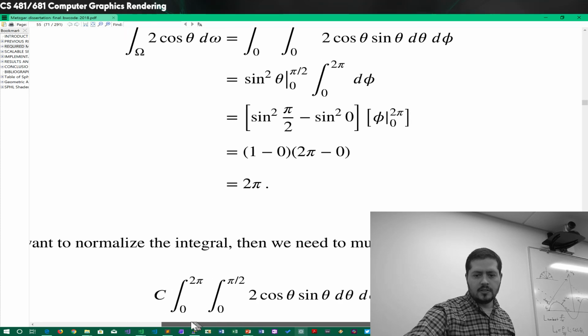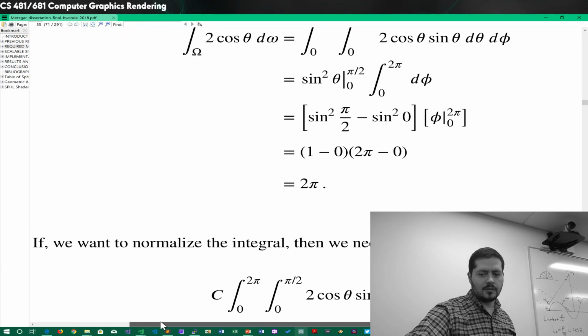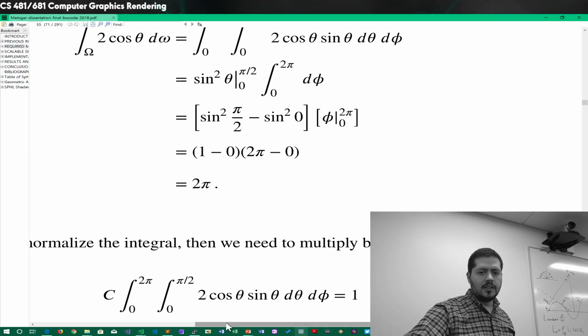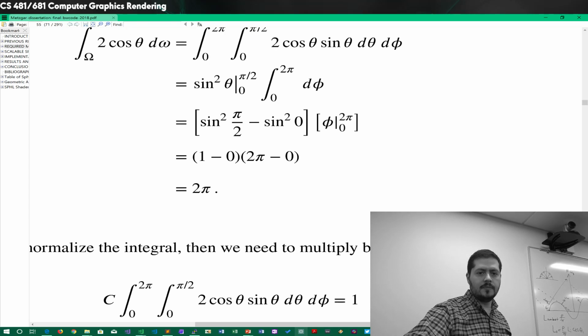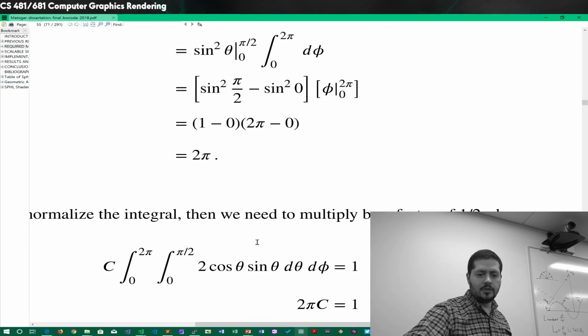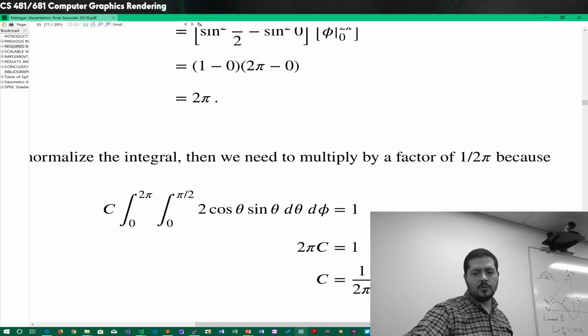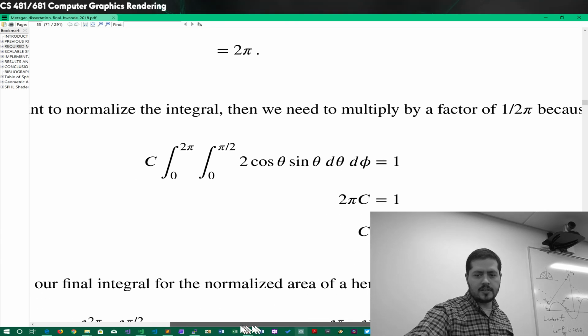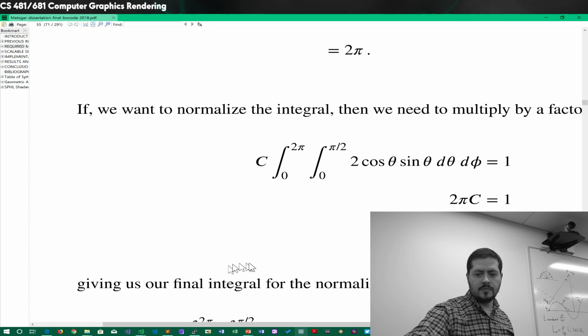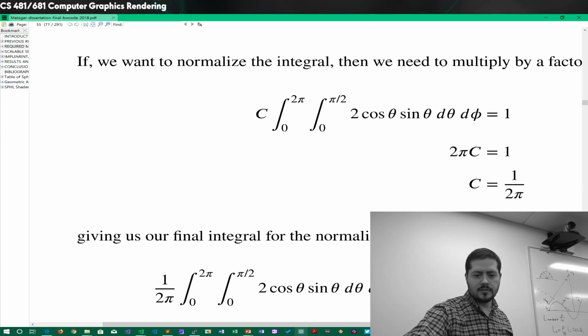Now, we have to normalize the integral. In other words, if we want our f sub r to come out to a value of 1 when we're all finished, we need to figure out what we need to multiply against this hemisphere in order to get 1. So it's 1 over 2 pi. That's the normalized area of a hemisphere.